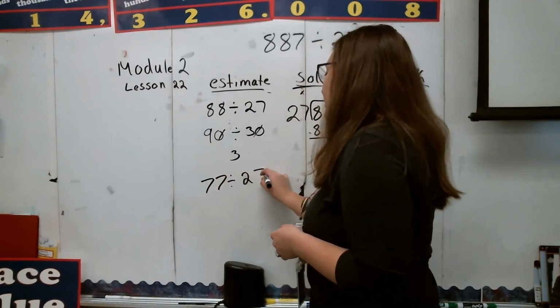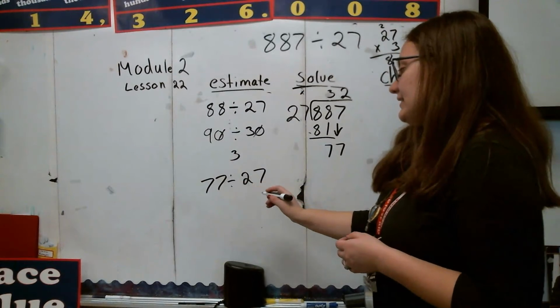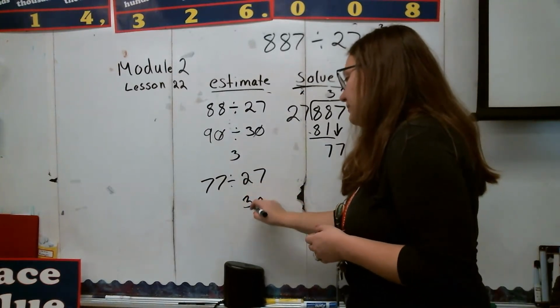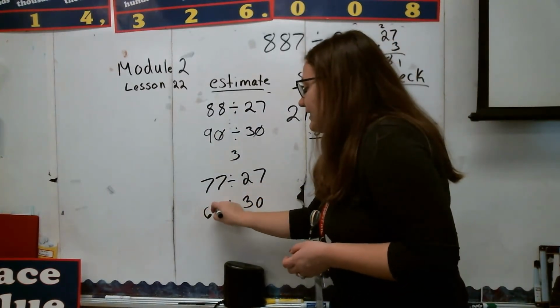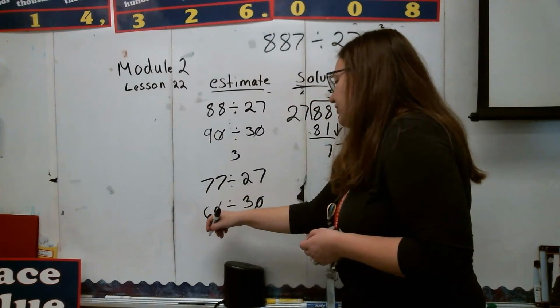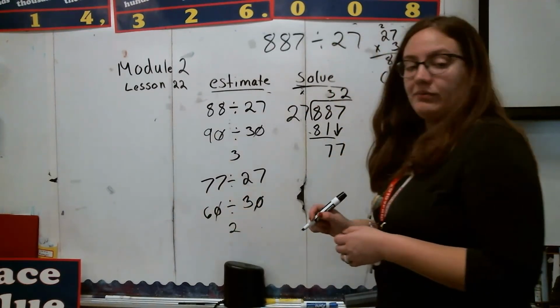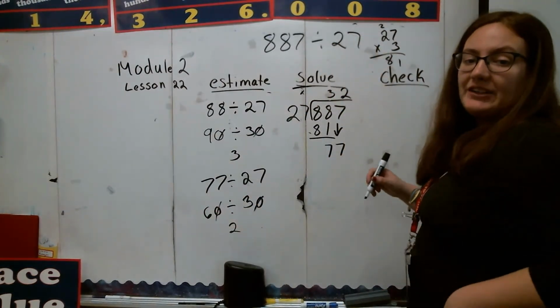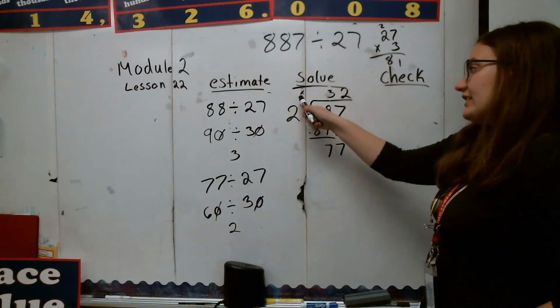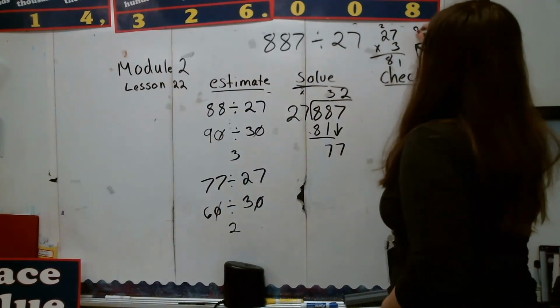So I have 77 divided by 27. I can change that to maybe like 60 divided by 30. And then when I do that, I would get 2. So now when I put that 2 there, I now need to figure out what 27 times 2 is.